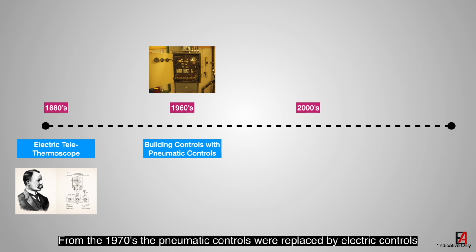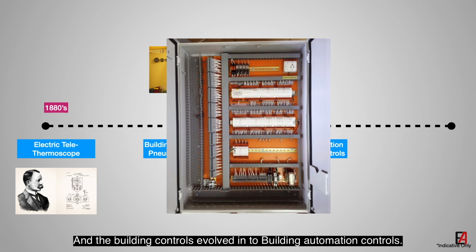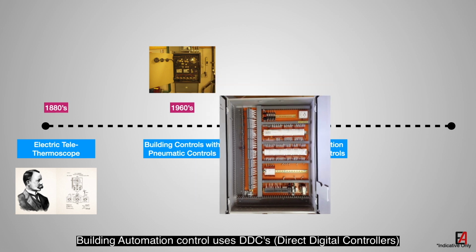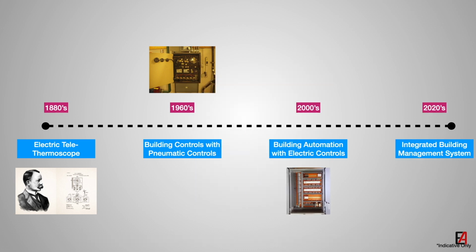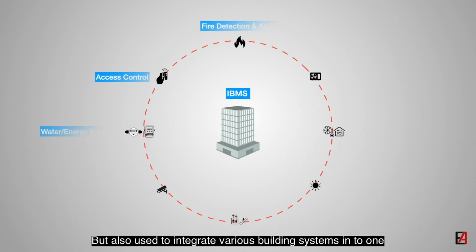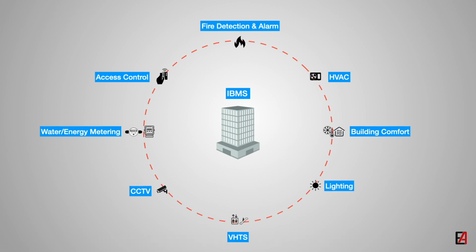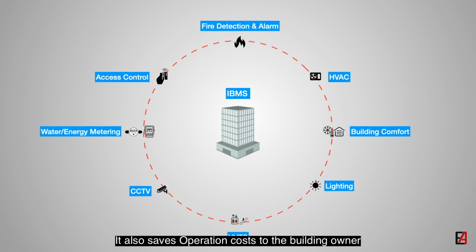From the 1970s, pneumatic controls were replaced by electric controls, and the building controls evolved into building automation controls. Building automation control uses DDCs, direct digital controllers, with relays to control the HVAC equipment. In today's world, the building management system is not only used in HVAC applications, but also used to integrate various building systems into one. BMS plays an important role in smart cities and building energy efficiencies. It also saves operation cost to the building owner.